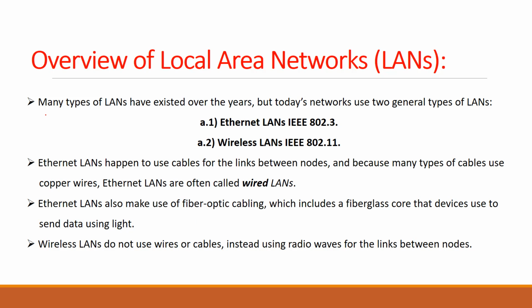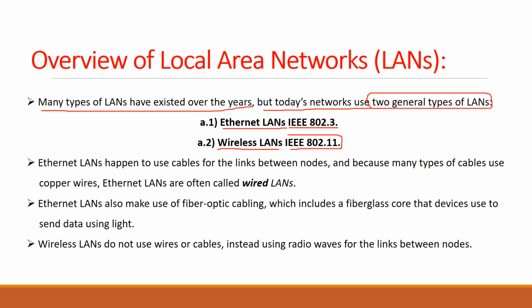So many types of LANs have existed over the years, but today's networks use two general types of LANs. Ethernet LANs, which is defined in the IEEE 802.3, and sometimes we call it wired LANs. And the second type is wireless LANs, or IEEE 802.11. This is the standard from the IEEE.